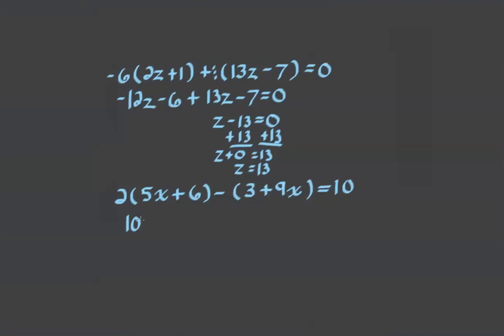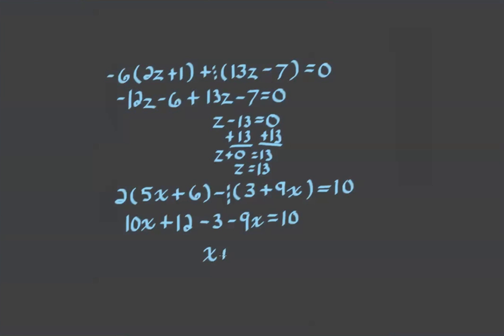Just like before, when there's no coefficient there, we assume there is a 1. In this case, the 1 is negative, so it's -3. The -1 and positive 9 gives us -9x, which equals 10. Now we can combine our unknown terms together. Positive 10x and -9x is x. Positive 12 and -3 gives us 9, which equals 10.